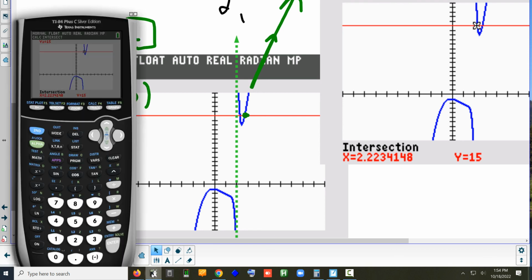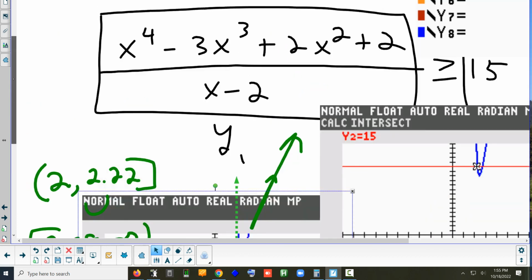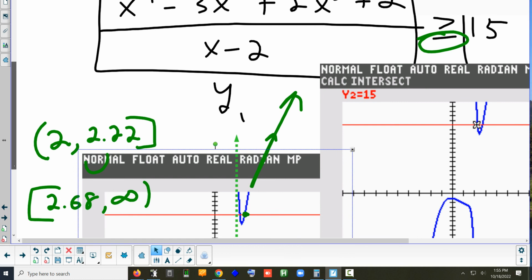So I need to find an intersect one more time. So find the intersect. And the lowest value in this other section is 2.68. I put a bracket because it is okay to include that value. Because it said right here, it was okay to equal 15. It didn't say it had to be above 15. It could equal 15.